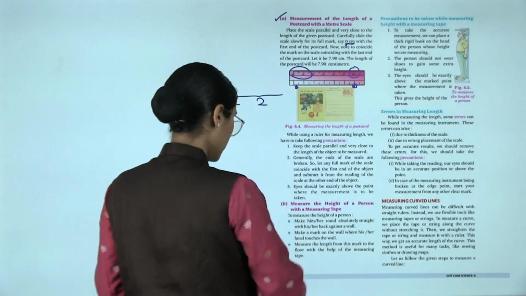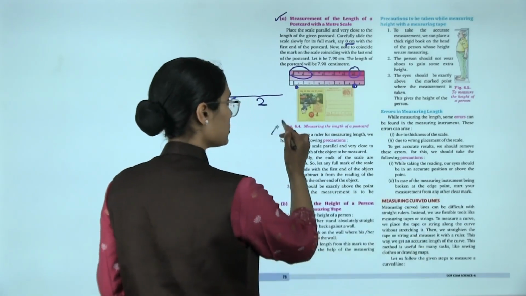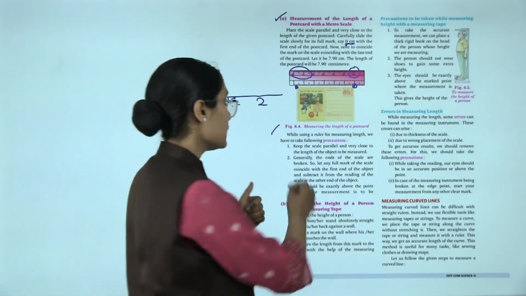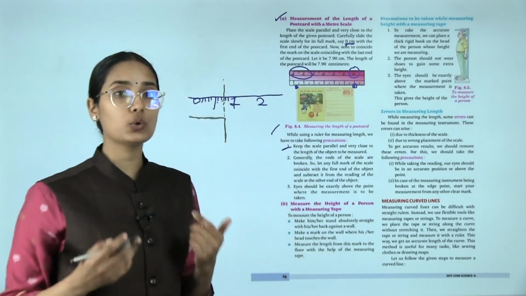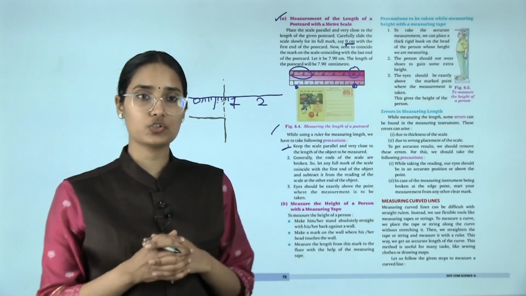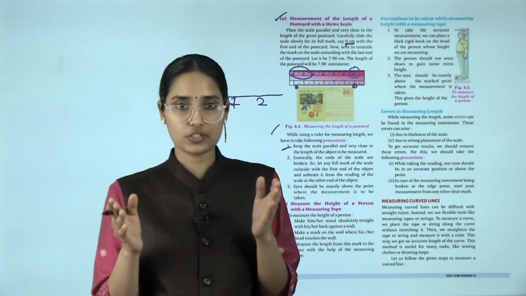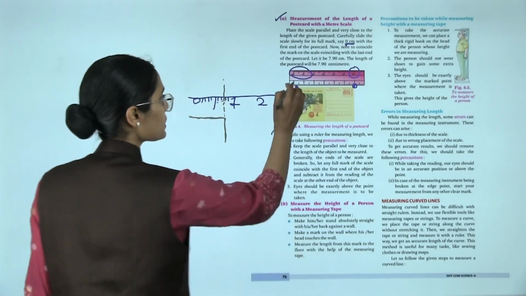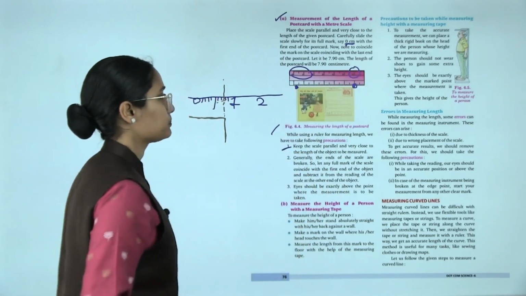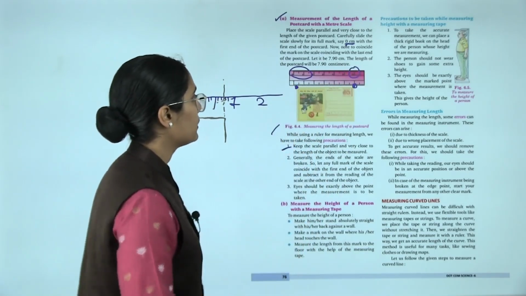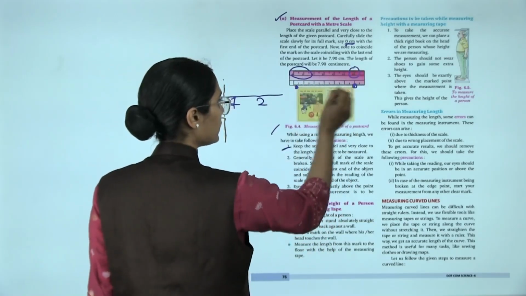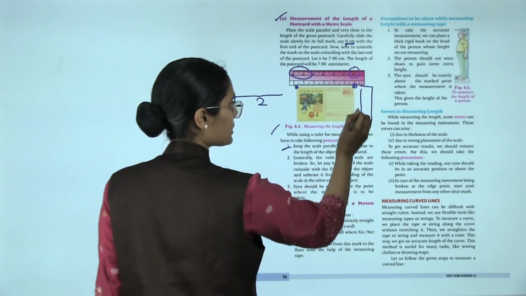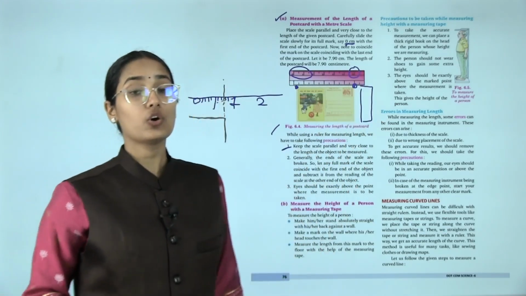Now while using a ruler for measuring length, we have to take the following precautions. First, keep the scale parallel and very close to the length of the object to be measured. So whatever object you want to measure, right, first of all keep the scale parallel to it, okay. Let's say you want to measure this length, right, place the scale like this. If you want to measure the breadth, put the scale like this, okay, parallel to it, also very close to it.